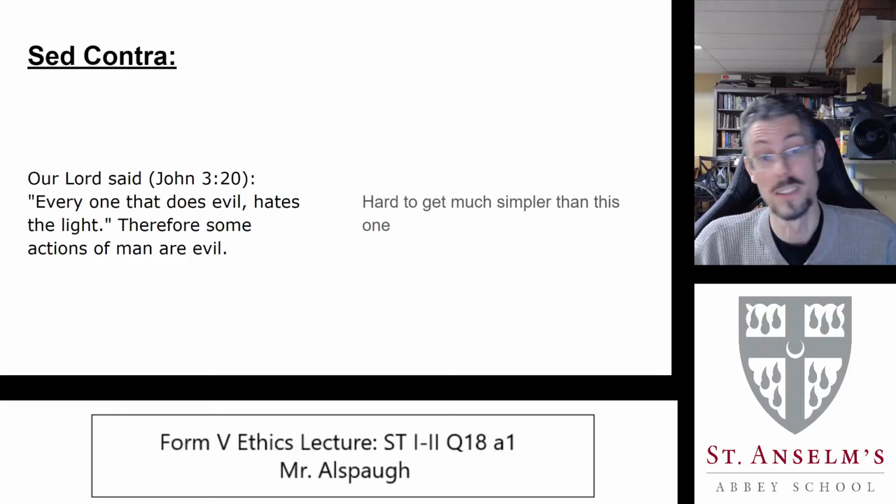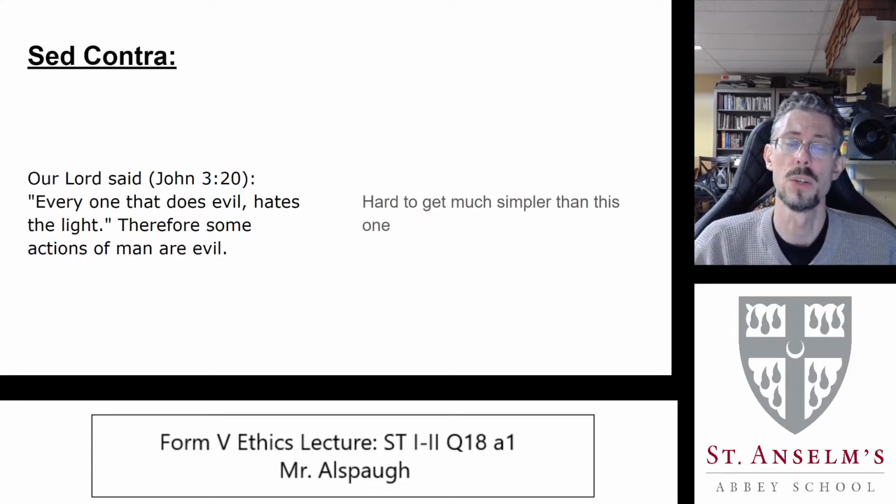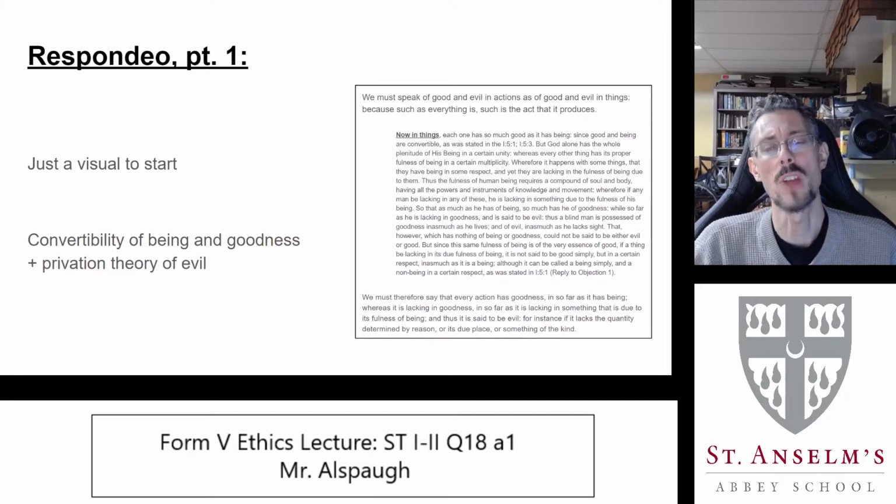So the question then is, okay, how does it work? Standard question going forward from the Sed Contra. How does this work? I want to start by just showing you a picture of the Respondeo. That's the complete text of it. And I've formatted it a little bit, not so that we can read it at length, just a visual. Almost everything written in that Respondeo is just the privation theory of evil as the corollary of the convertibility of transcendentals applied to being, applied to substance.